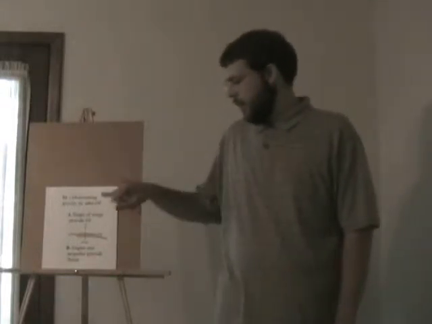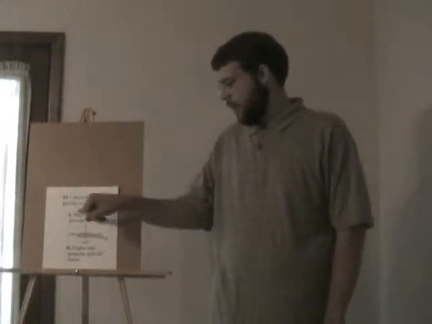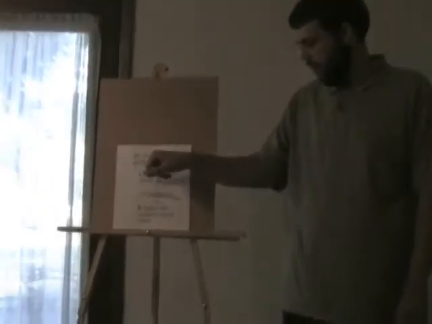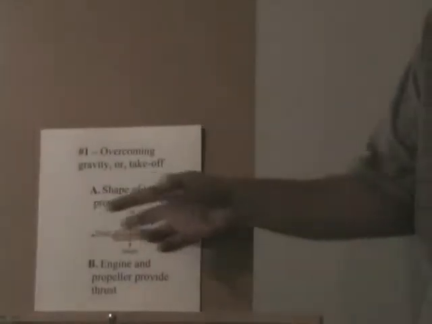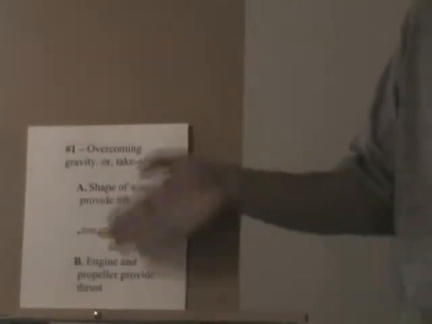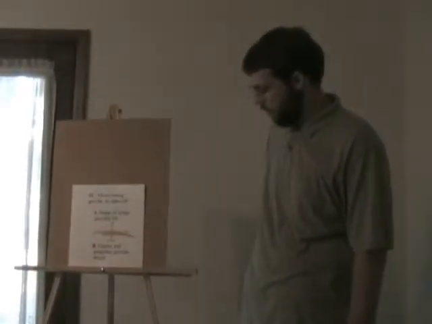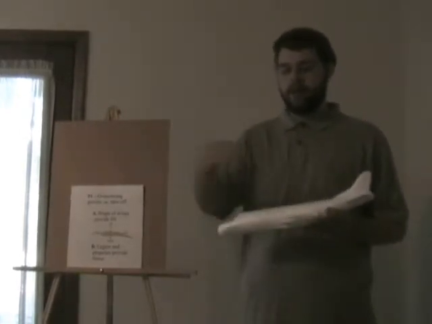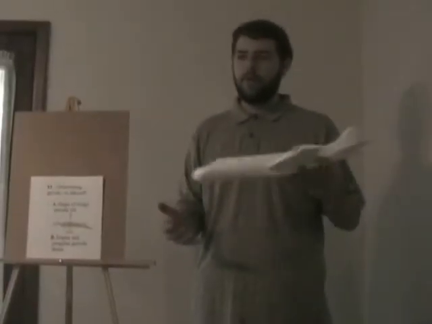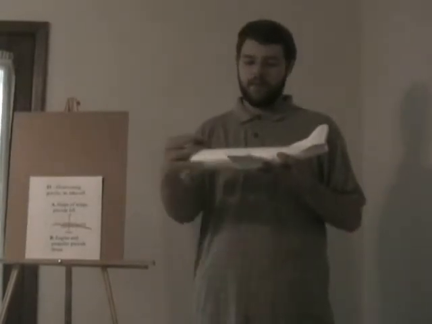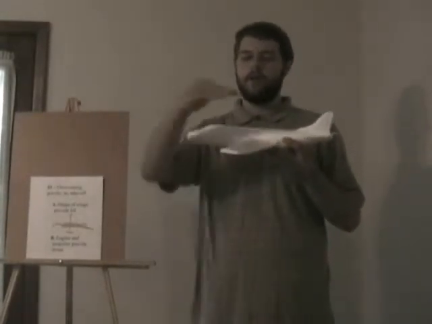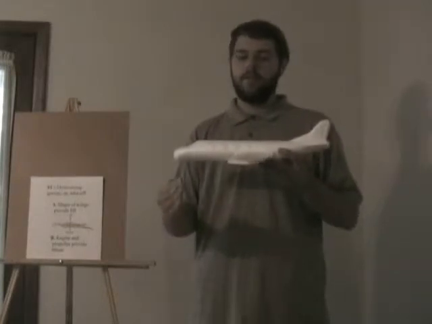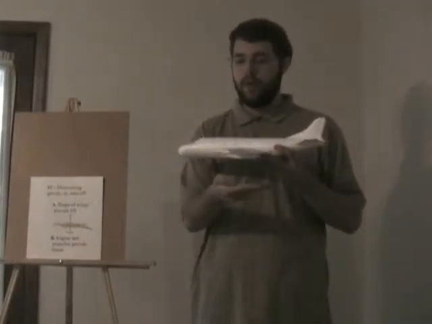Now, number one is overcoming gravity, or takeoff. The shape of the wings of a plane provides lift. What you see here is a cutout of an airplane's wing, and that shape is called an airfoil. A plane's wing is shaped in such a way that the top is curved. And when the wing moves through the air and the air passes over the wing, the air moving over the curved top of the wing is moving faster than the air below the wing.